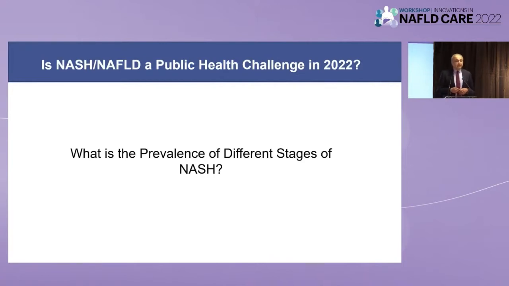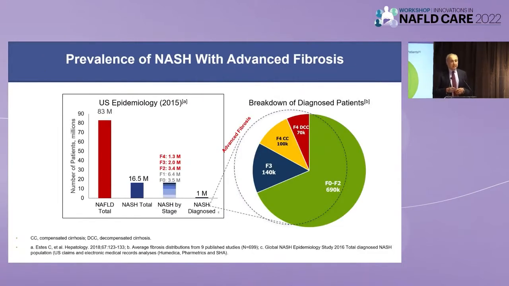Now, when you look at different stages, this is not from our study. This is from a different study. This is from a U.S. epidemiology study, US data. I'm trying to give you as much global data as I can find. But you can see that about 16.5 million people presumably have NASH in this study, but only about 1 in 20 has actually been diagnosed.